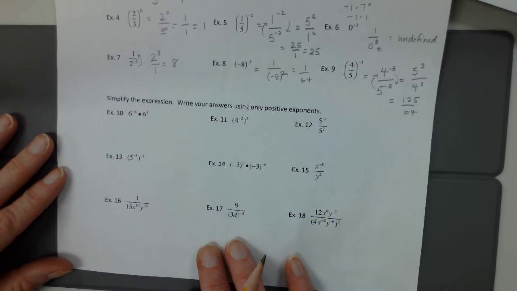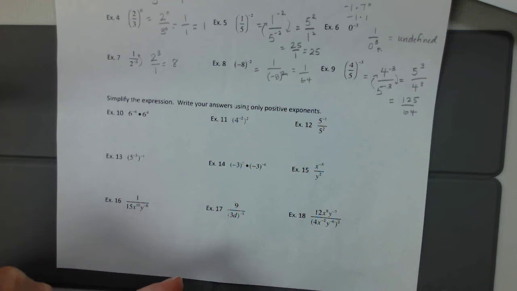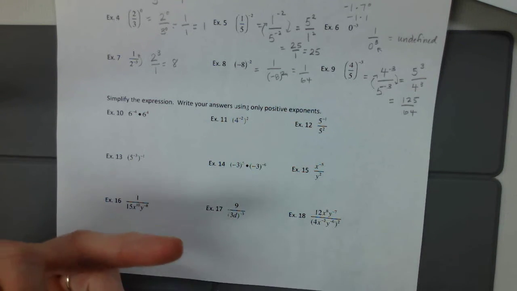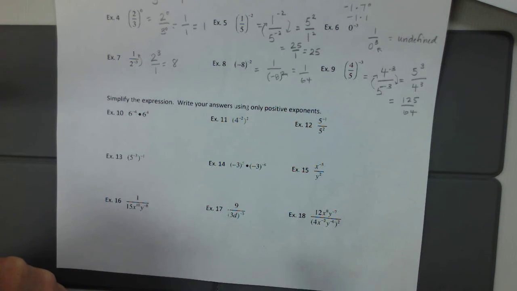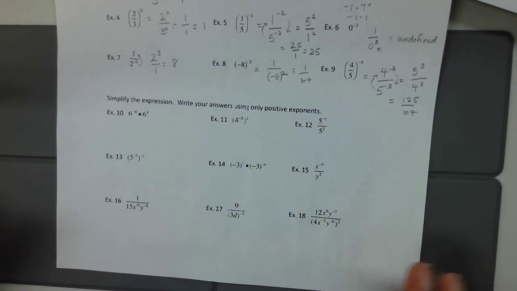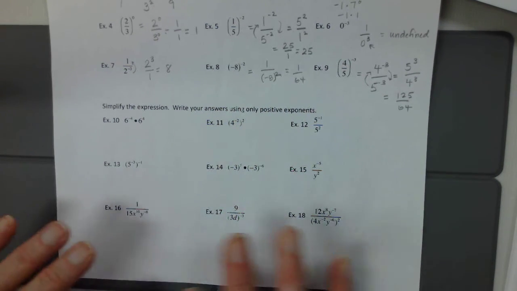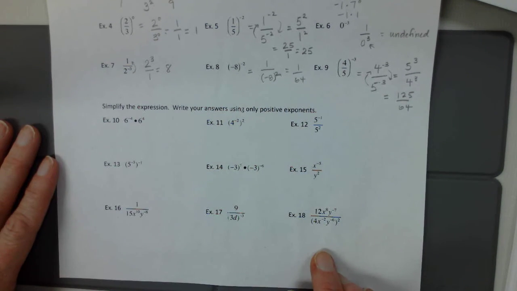Now, at the bottom of this, we're going to put all of our rules together. So you're going to have the multiplication rules, you're going to have the quotient rules, you're going to have 0 as an exponent, you're going to have negative values as exponents. So we're putting everything that we've learned about exponents together.